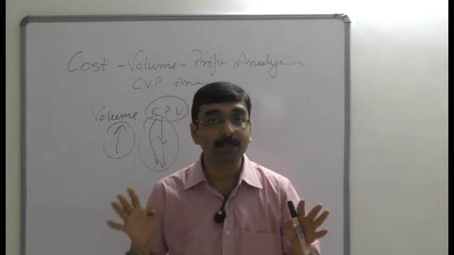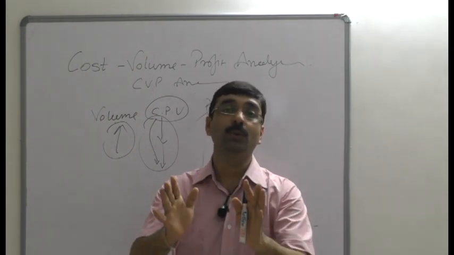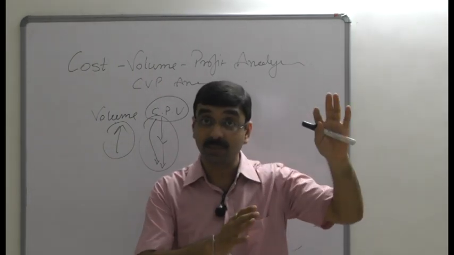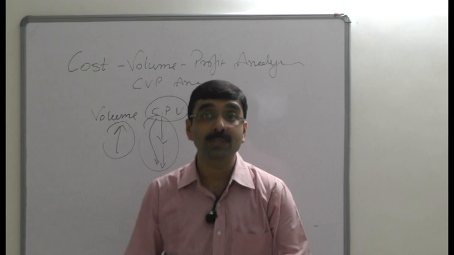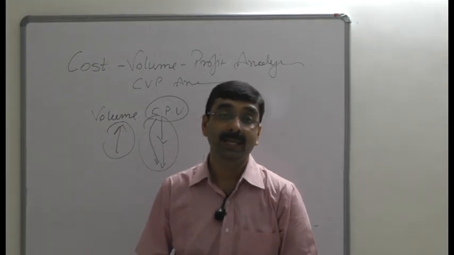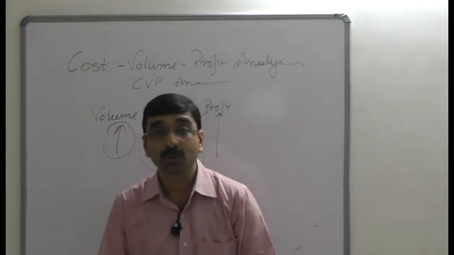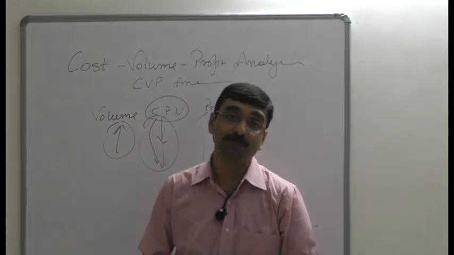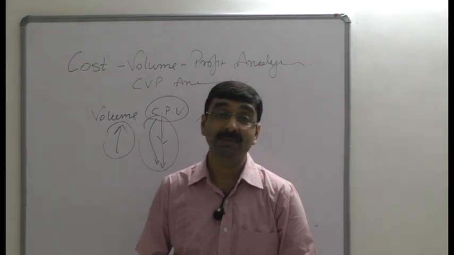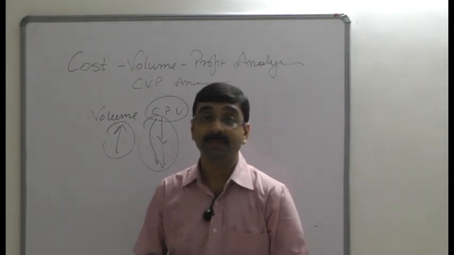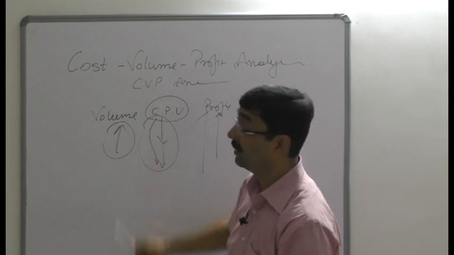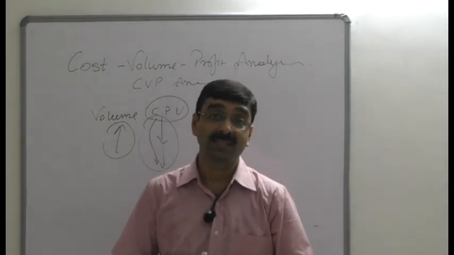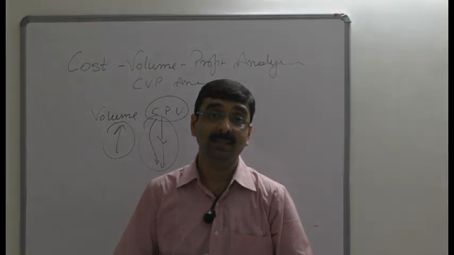The analysis applies only for a short-term horizon. That means we are not supposed to calculate it for a longer duration. These are the assumptions. The analysis applies to a relevant range only. And the total cost and total revenues are linear functions of output. So this is all about CVP analysis, and this CVP analysis is important for calculating the effect of cost, volume, and profit for better management decisions in future.